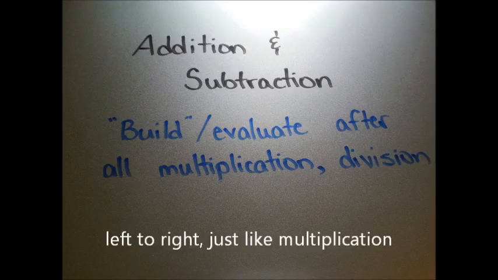The last part of BEDMAS is the A and the S. These stand for addition and subtraction. We're going to build or evaluate any addition or subtraction at the end, after all the multiplication, after all the division, and those happened after all the exponents and roots, and those happened after everything inside the brackets. Addition and subtraction happens left to right, just like multiplication and division. So now let's look at some examples.